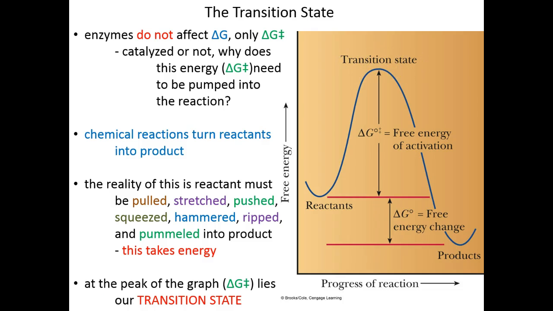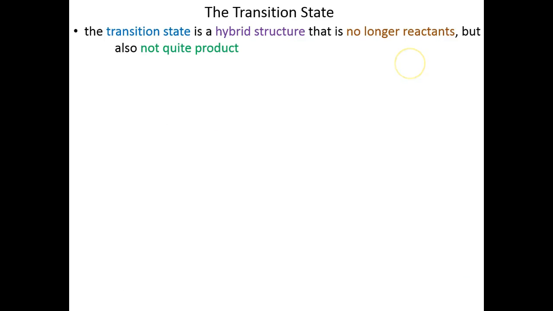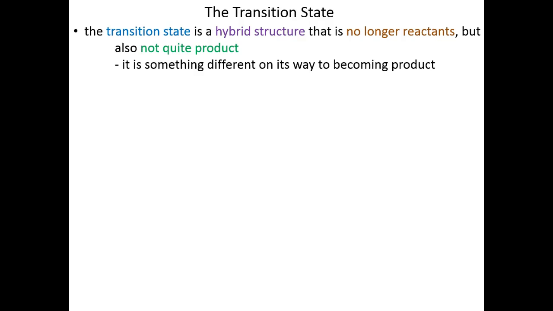The transition state isn't an energetic concept. That's delta G double dagger. The transition state is a physical thing we have created in the path of this reaction. We make transition state as we convert reactants into products. So we can say that transition state is a hybrid structure that is no longer reactant molecules, not quite yet product, but kind of an in-between molecule that's on its way to becoming product.